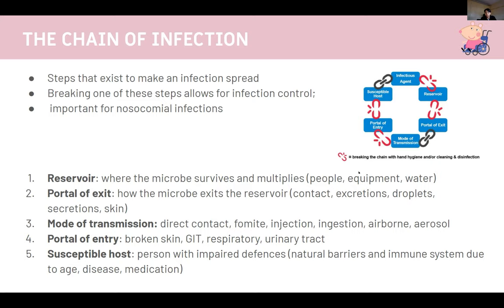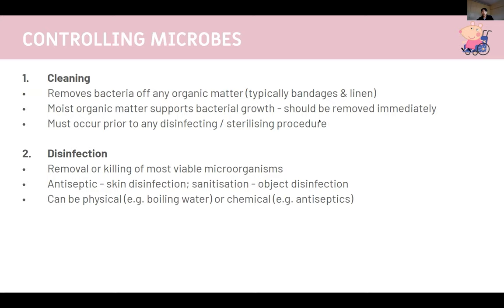So how do we control microbes? Well, there's three ways. First of all, through cleaning. This is the most low level. So it's basically removing bacteria off any organic matter. So moist organic matter supports bacterial growth. This should be removed immediately. This is a precursor to disinfection and sterilizing as well.